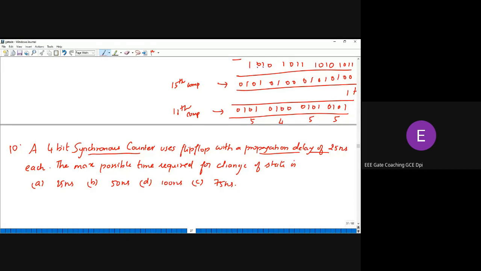So the maximum possible time required for the change of state is 25 nanoseconds. Yeah.